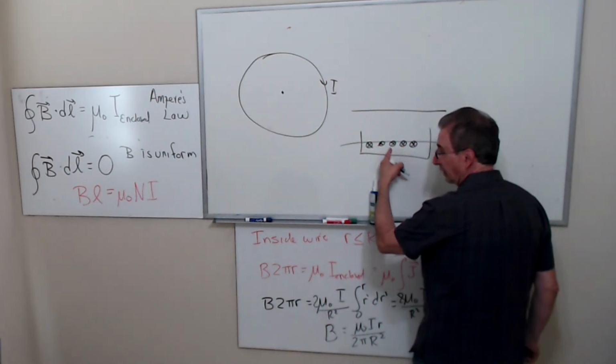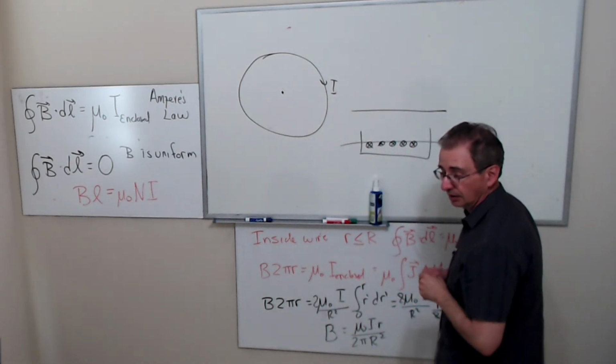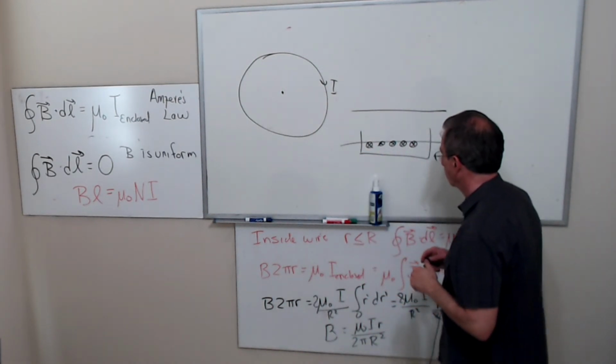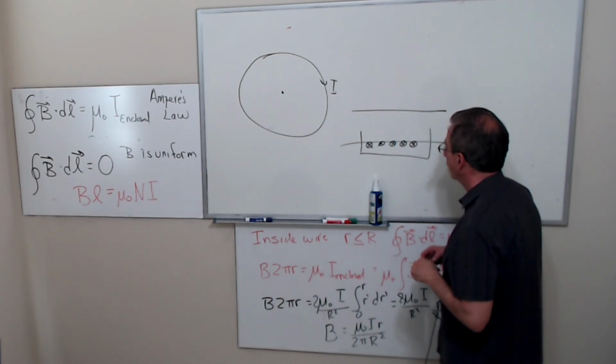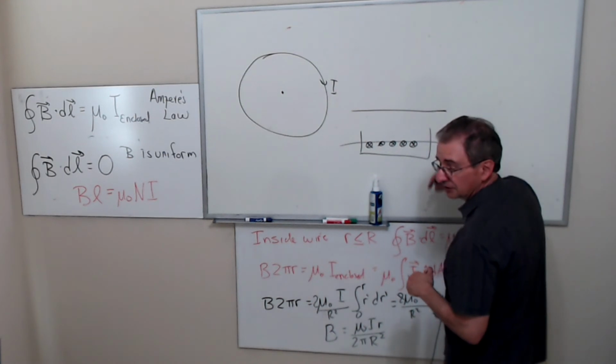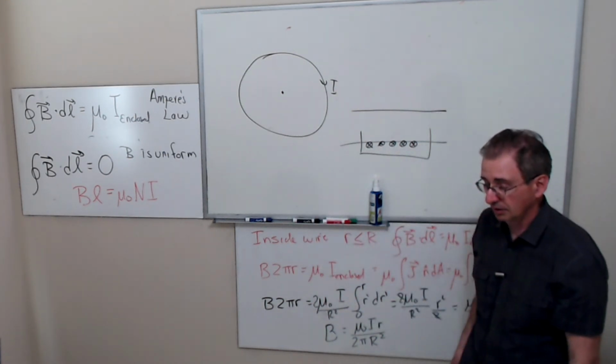That goes through 5 times, that comes through 5 times, and you have to multiply by 5. That's why you multiply by n, right? But if one of the loops was wrapped around twice, would you count the current from it twice? Oh, you mean if there were 2 levels, 2 layers? Yeah, you'd have to count it twice. Okay.